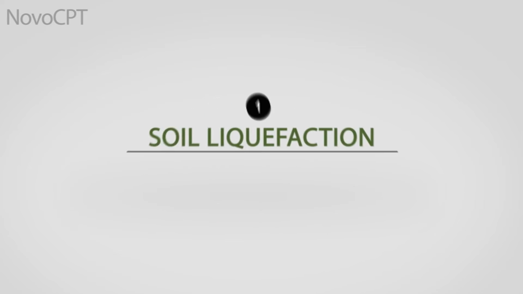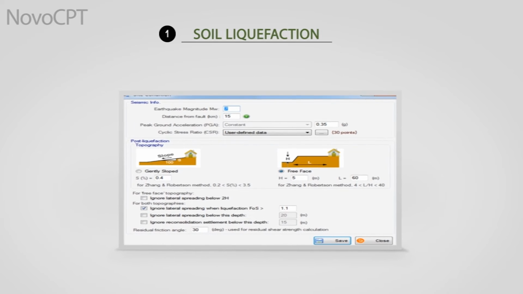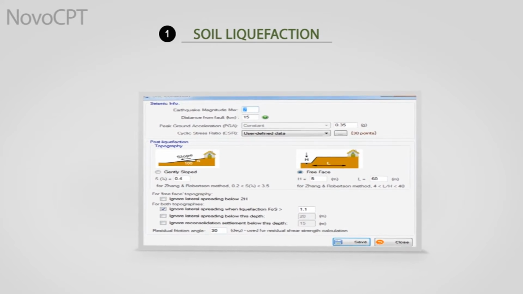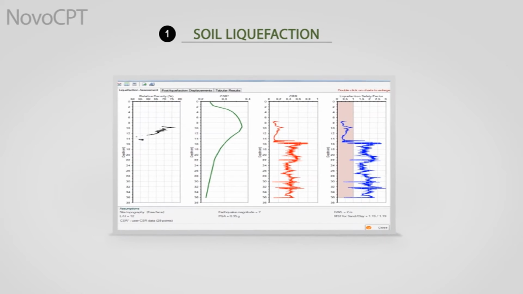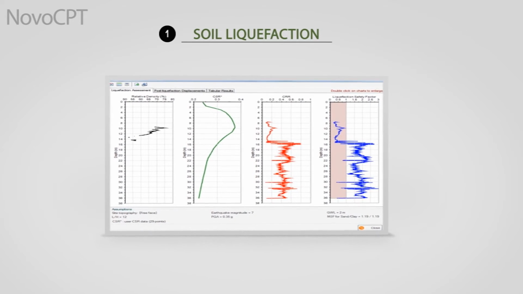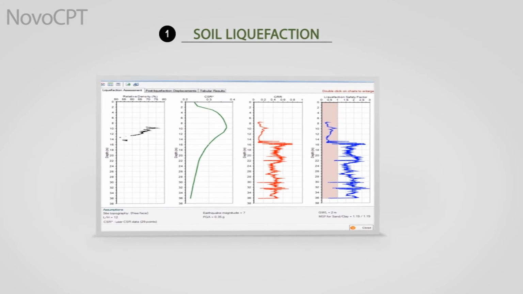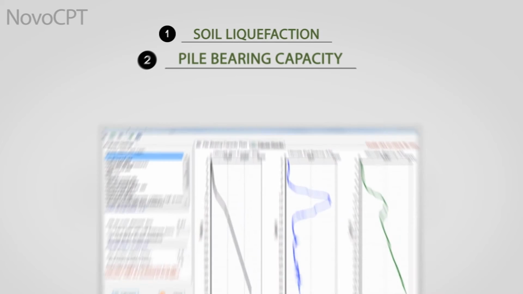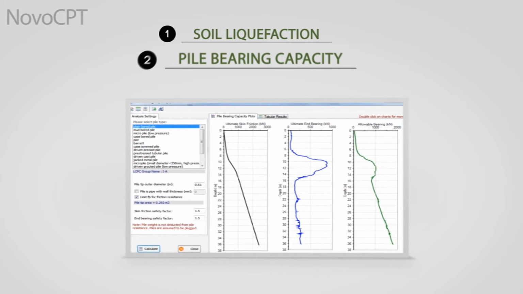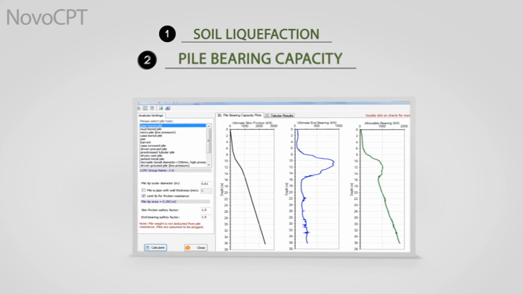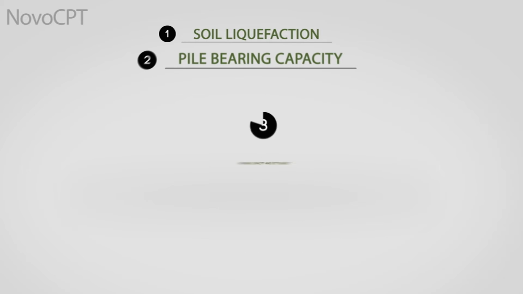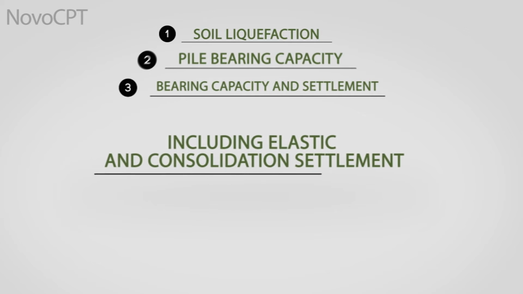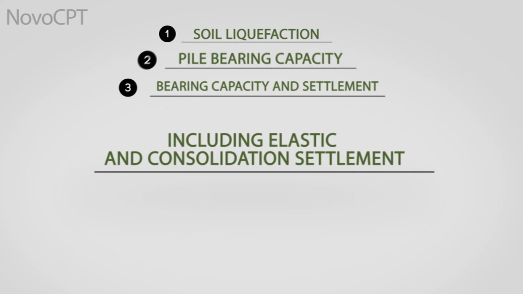Soil liquefaction. Based on Robertson method and Idriss and Boulanger method, you can import CSR data from SHAKE analysis. Estimation of post-liquefaction lateral spread and settlement of the site is included in this module. Pile bearing capacity. NovoCPT covers various pile types and estimates bearing capacity of piles based on LCPC method. Bearing capacity and settlement, including elastic and consolidation settlement.